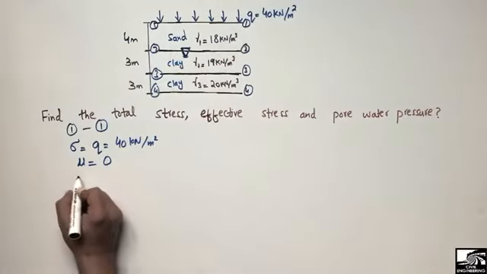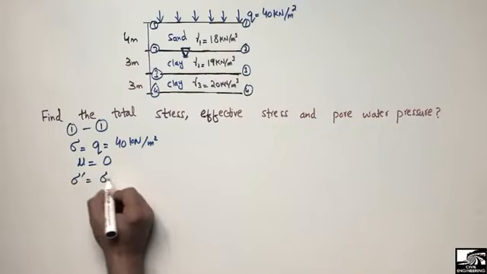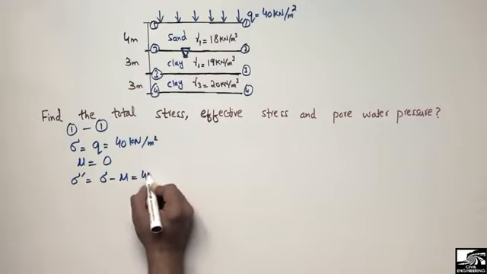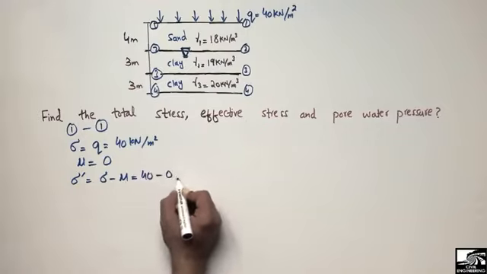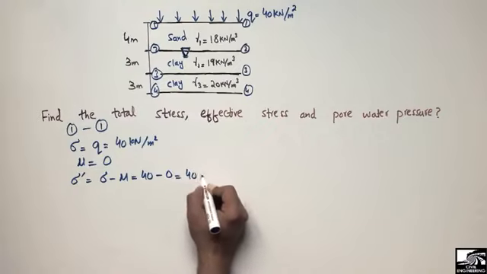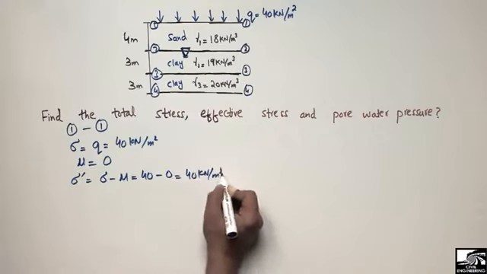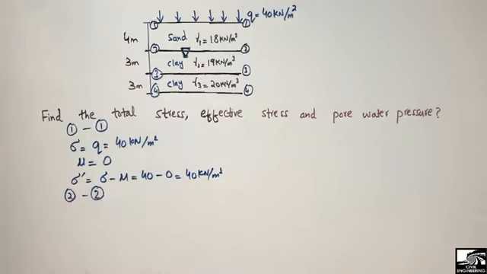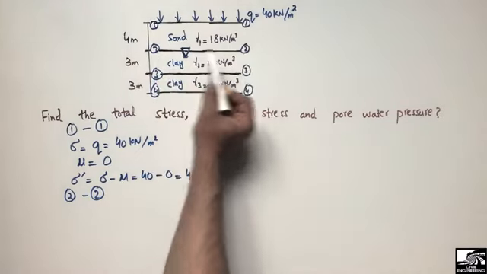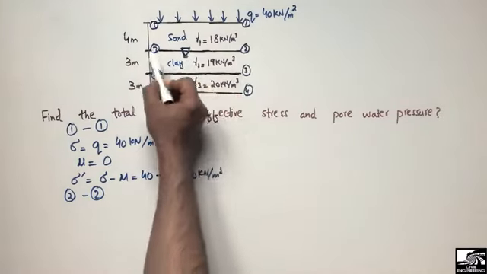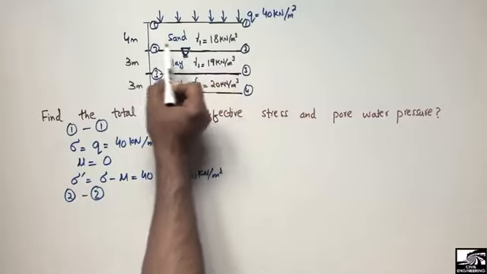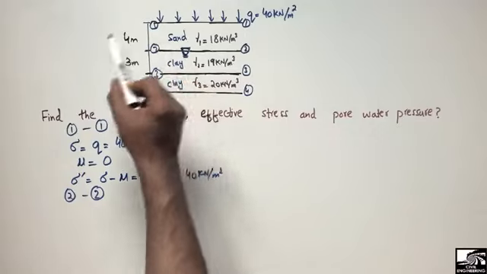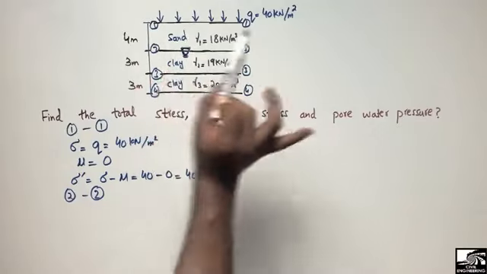And also the effective stress will be equal to the total stress minus pore water pressure. The total stress is 40 minus the pore water pressure, which is 0, so it comes out to be 40 kilonewton per square meter. Now to find the stresses at 2-2. At this point we still don't have the water table, as the water table is given to us at a distance of 4 meters from the top of the soil. So at 2-2 we don't have any water table, so again the pore water pressure will be 0.